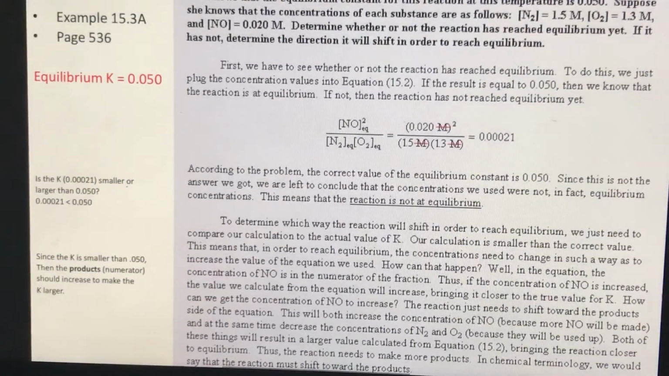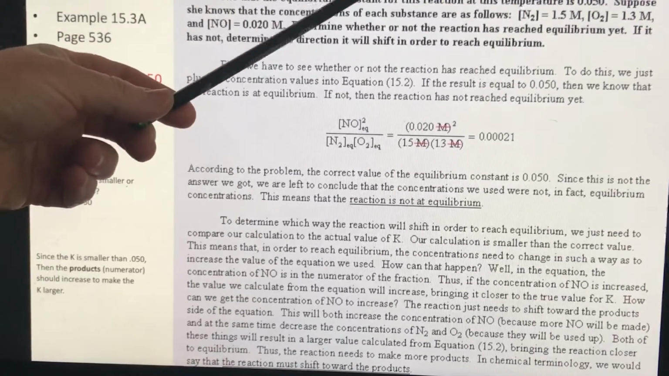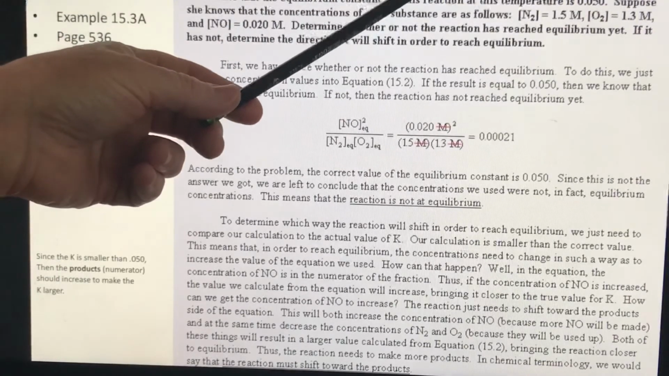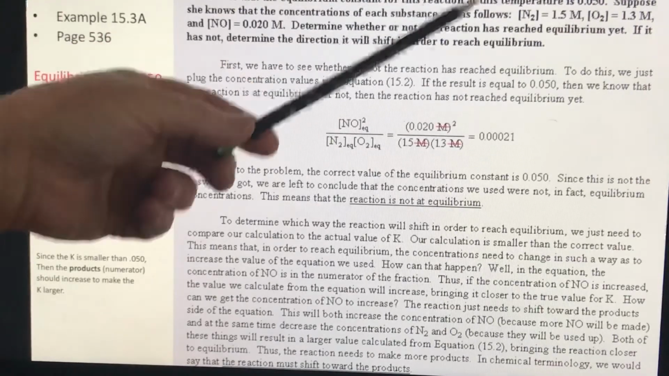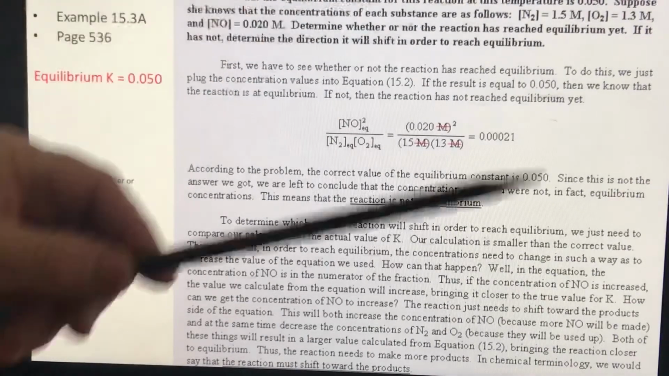Okay, so let's have a look at this example 15.3. I'm on page 536. It says, a chemist is studying the following reaction. We have nitrogen gas reacting with oxygen gas, and then we have it yielding nitrogen monoxide in the gas form.